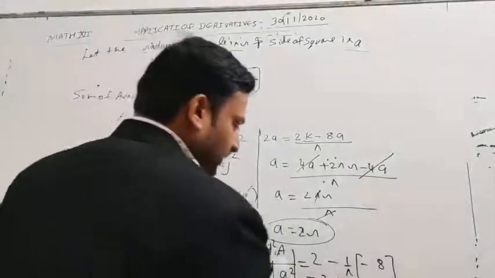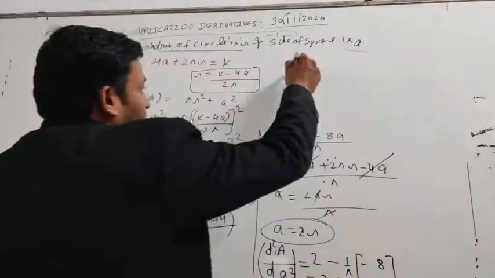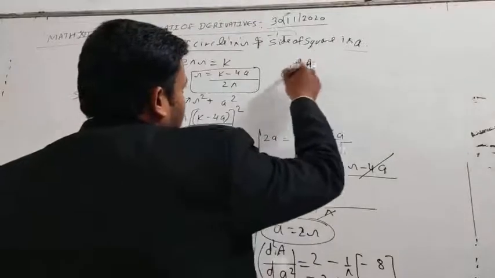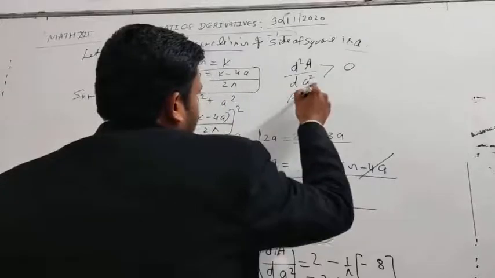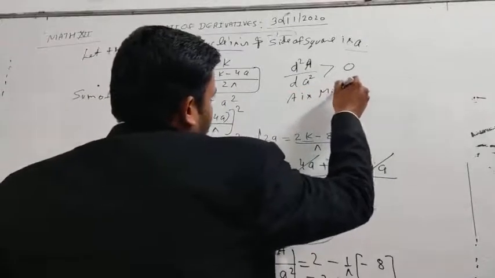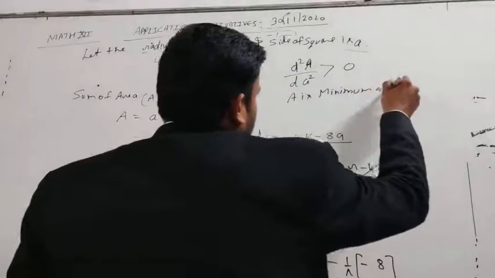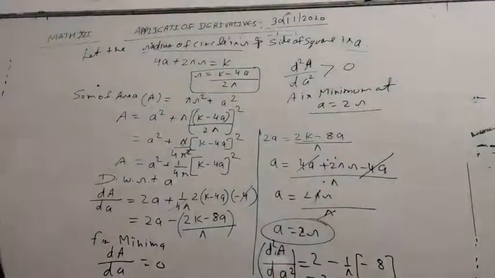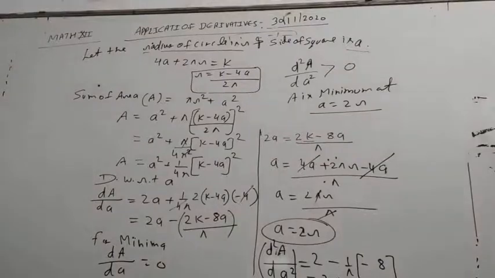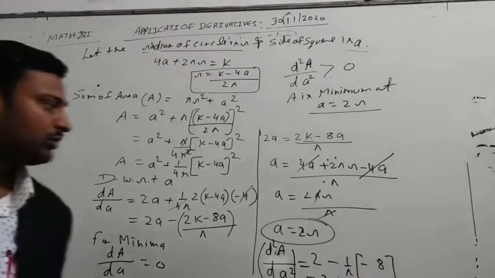So this is a positive quantity, so our d2A by da square is greater than 0, so A is minimum at a is equal to 2r. Okay, so area is minimum at the point a is equal to 2r.